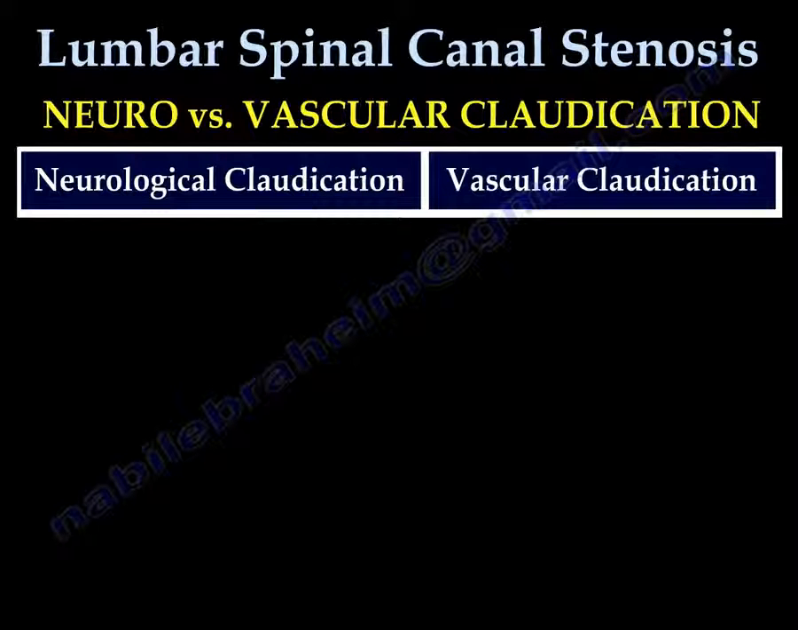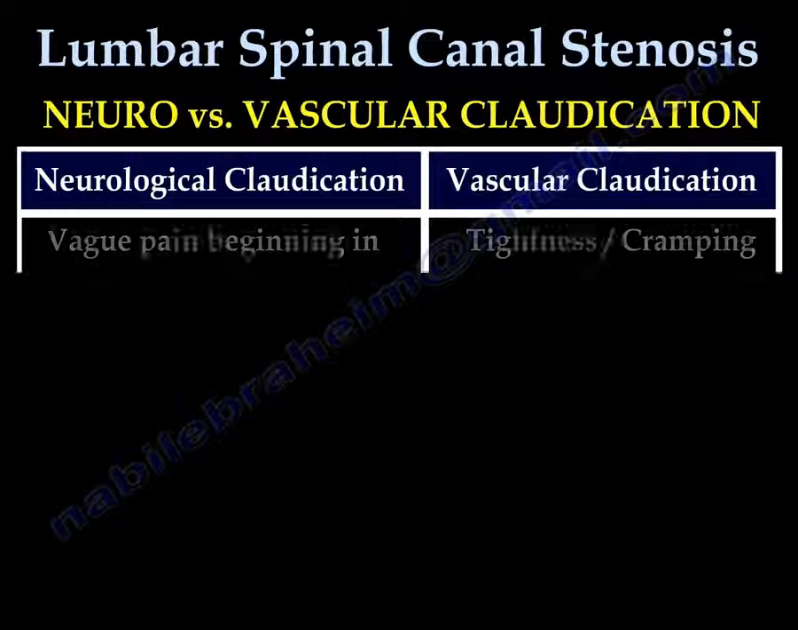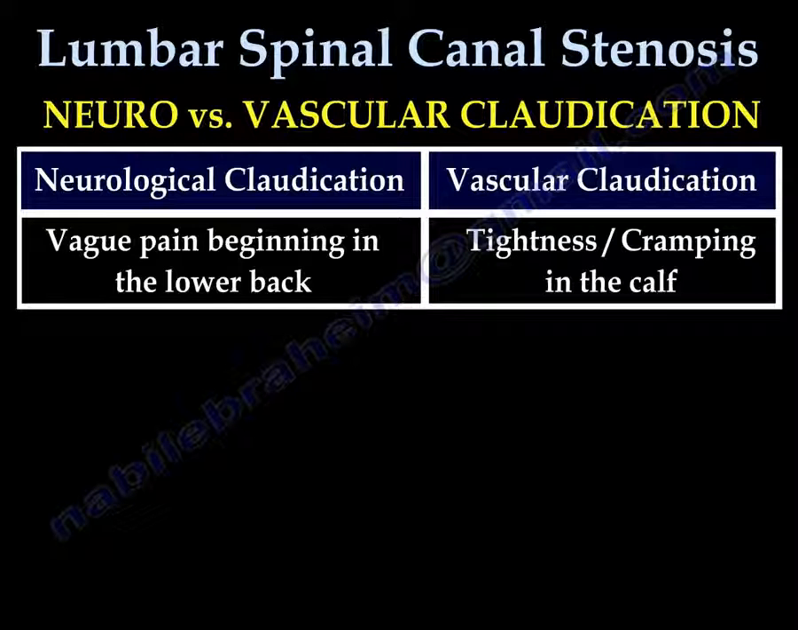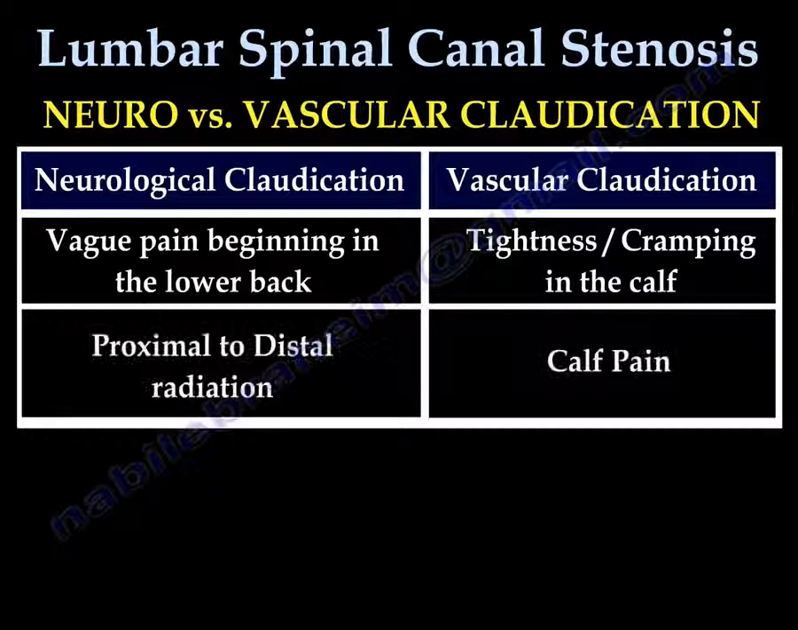Neurological claudication versus vascular claudication. The first one will be neurological claudication. The second one will be vascular claudication. In the neurological claudication, you'll find vague pain beginning in the lower back, proximal. In the vascular, there are tightness and cramps in the leg, in the calf. It starts distal. The neurological is proximal to distal radiation.